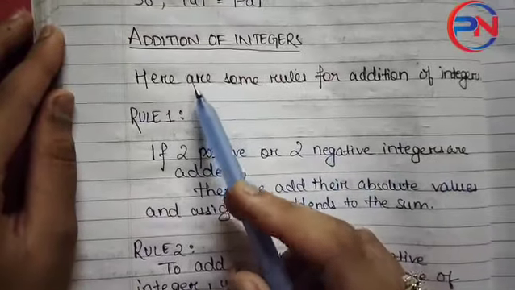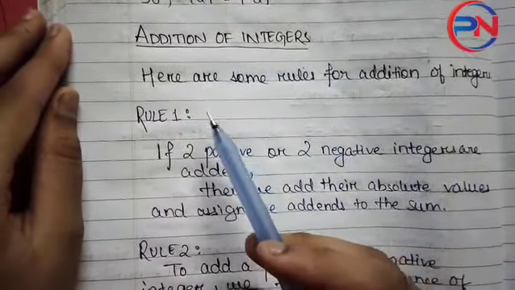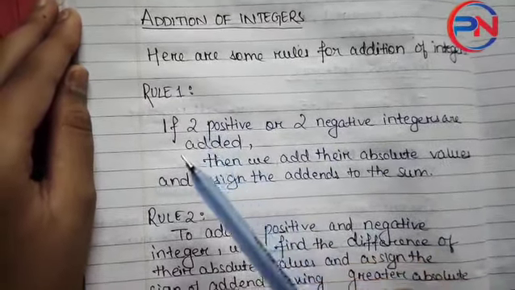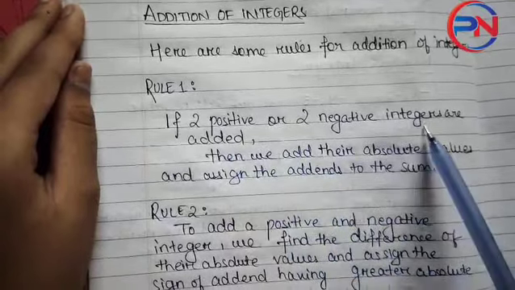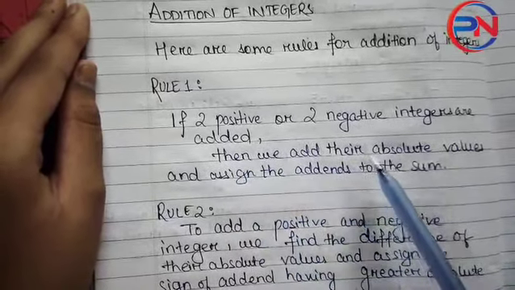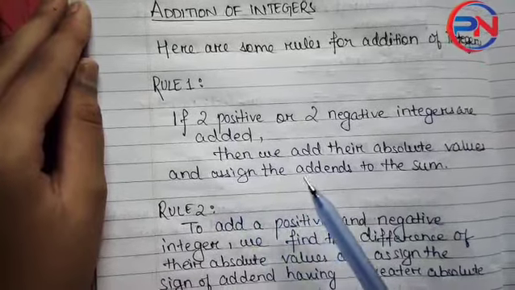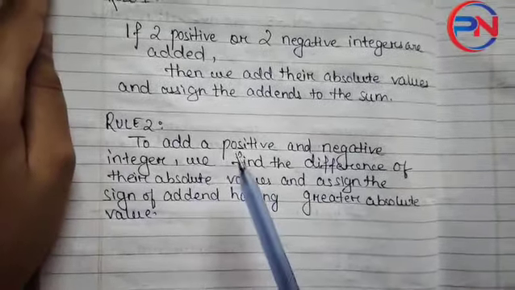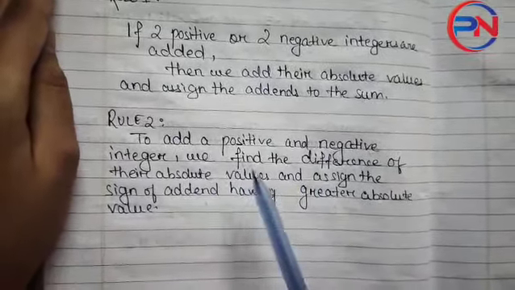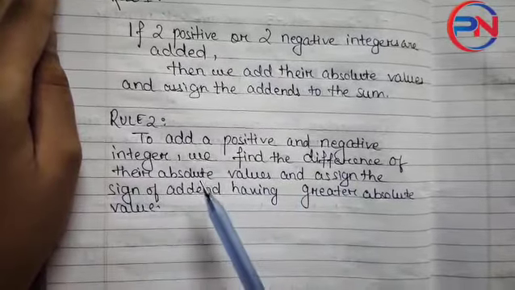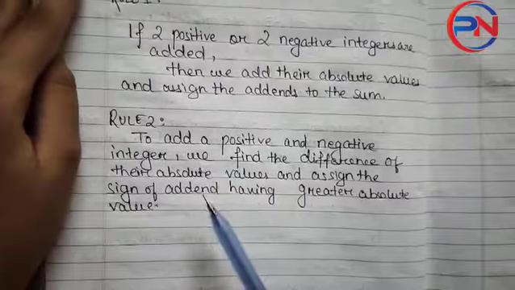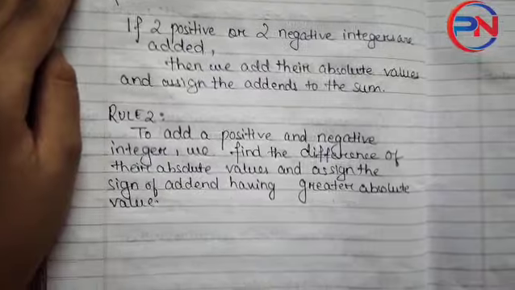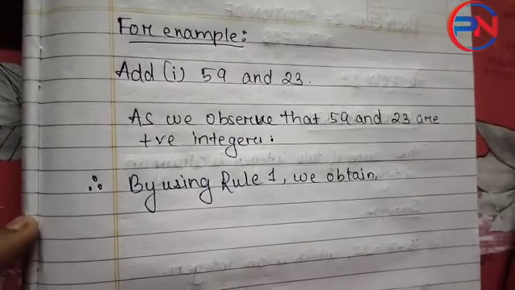Now let's move on to addition of integers. Here are some rules for addition of integers. Rule 1: If two positive or two negative integers are added, then we add their absolute values and assign the common sign of the addends to the sum. Rule 2: To add a positive and a negative integer, we find the difference of their absolute values and assign the sign of the addend having greater absolute value.